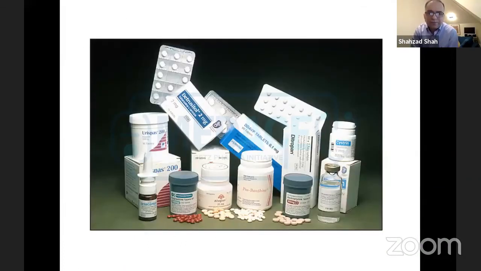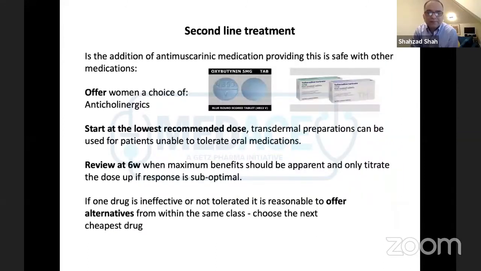You then come to pharmacotherapy. We start with antimuscarinics. Offer a woman a choice of anticholinergics. Start at the lowest recommended dose. If they have troublesome side effects, we have transdermal preparations here that can be tried. You review them at 6 to 8 weeks when maximal benefits should be apparent, and only titrate the dose up if you feel the response is suboptimal.